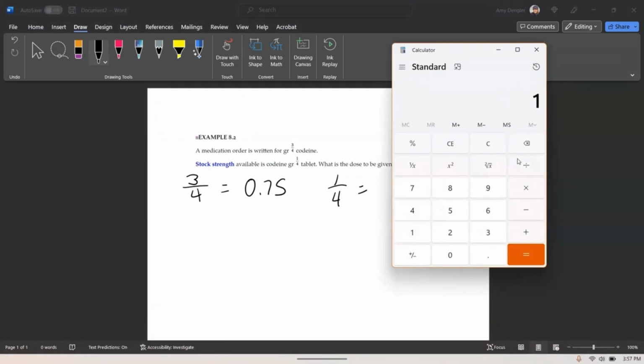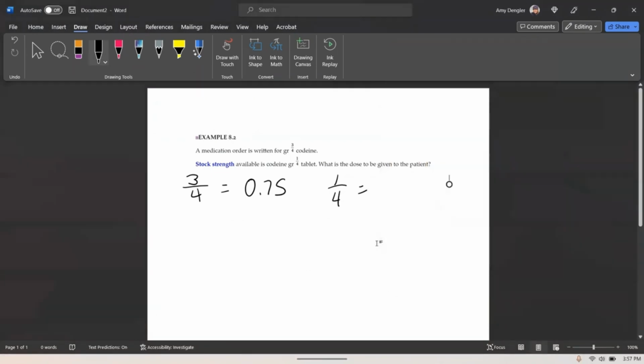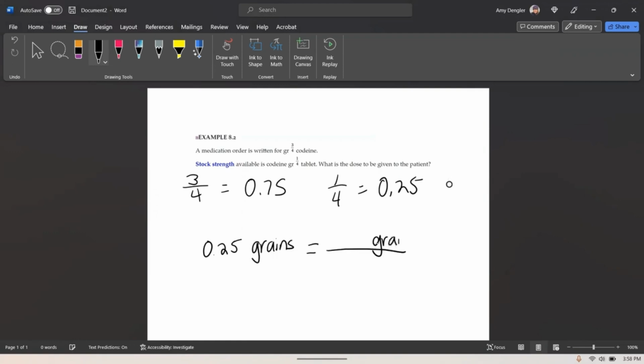And you might not know these in your head, and if you do, that's great. 0.25. All right, so now I'm going to do a proportion with the stock strength, which is 0.25 grains. So I know I'm going to need grains here. And that's going to be 1 tablet. And we have an order for 0.75 grains. How many tabs?